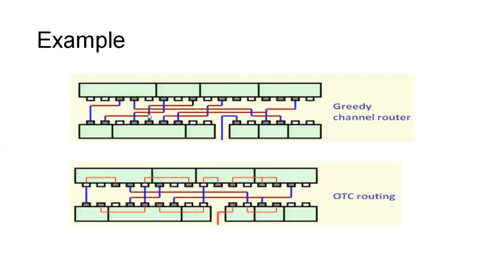See here, from here to here, I'm having one connection. Okay, so this is a dog leg I was talking about. From here, there is a horizontal track, and there is another horizontal track. This is a dog leg. Okay, so this pin and this pin are having the same number.